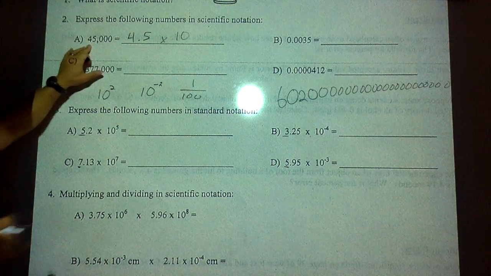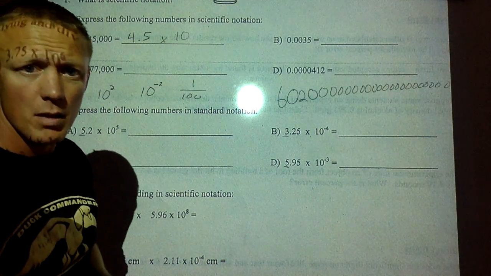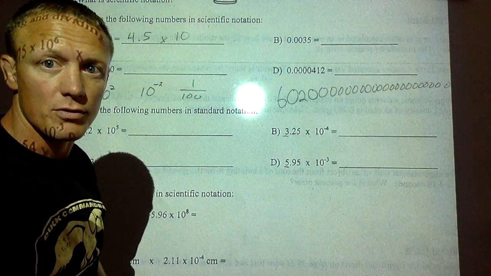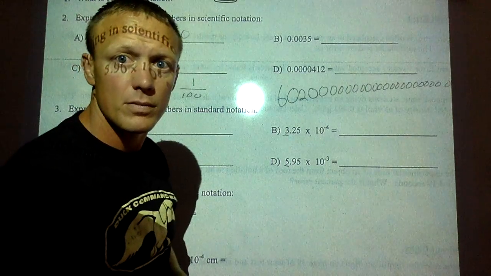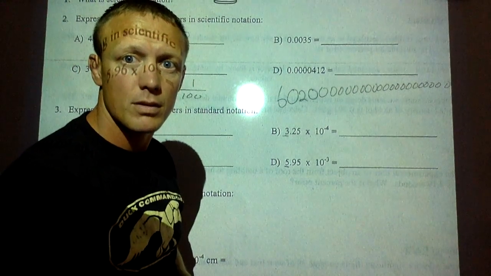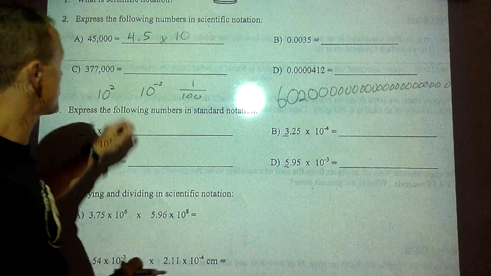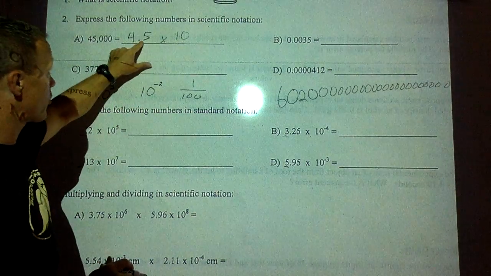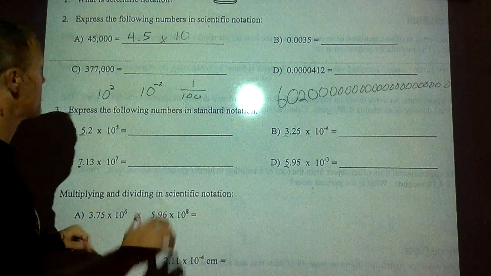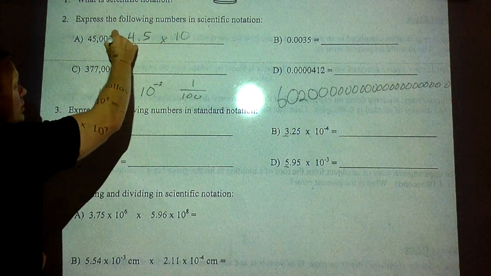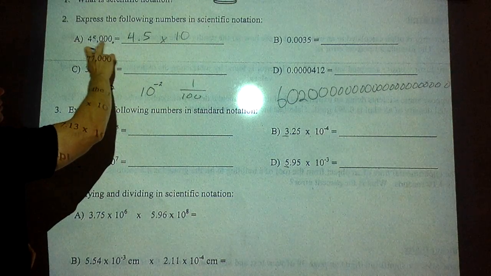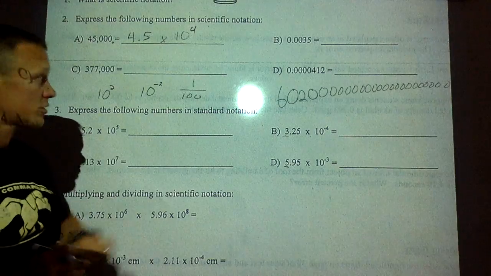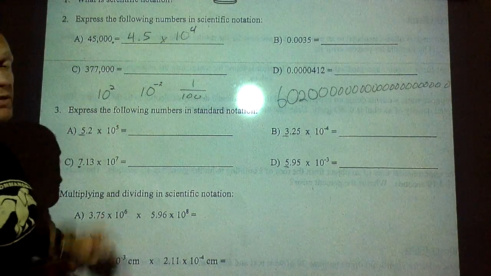times 10 to a certain power. Since this number is bigger than 1, it's going to be a big number, so we're going to have a positive exponent. To make 4.5 into 45,000, we have to multiply by 10 quite a few times. Our decimal originally was here, so we've moved it 1, 2, 3, 4 places over. So multiply by 10 4 times. So 4.5 times 10 to the fourth power is the same thing as 45,000.